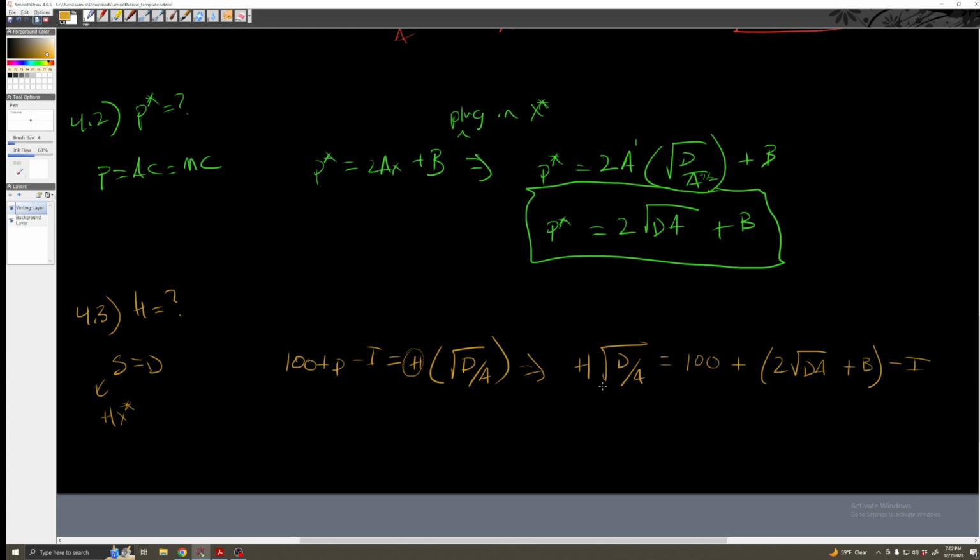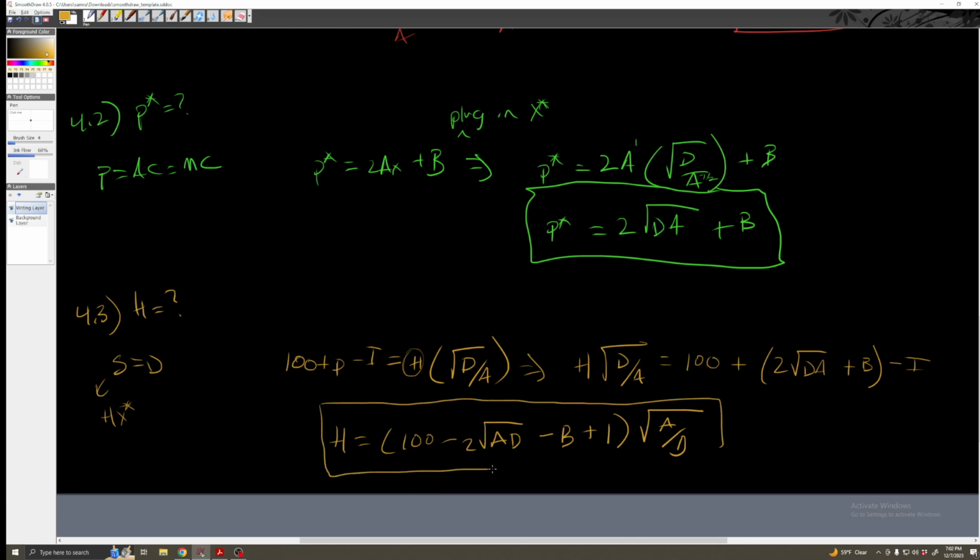And we can just multiply both sides by the square root of D over A. And so if we do that, I'm going to be a little hand wavy with the math here to save you guys time. Well, save me time too. Times A over D, not over D, A times D minus B plus I times the square root of A over D. This will be our solution, telling us how many firms are in the market as a function of the exogenous parameters A, B, D, and I.